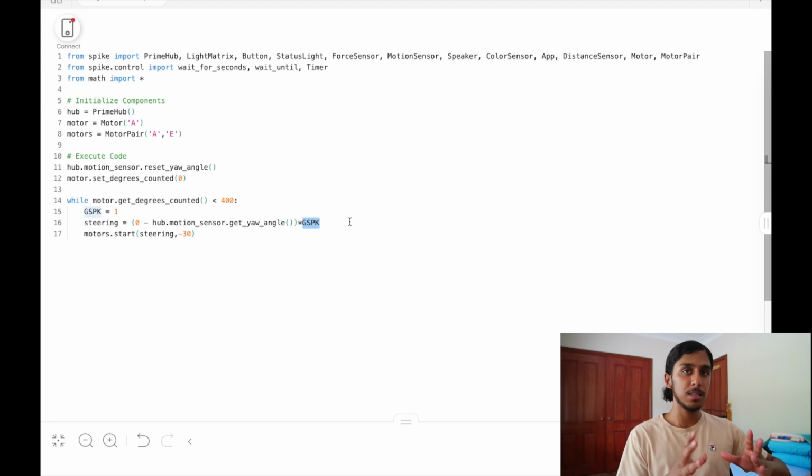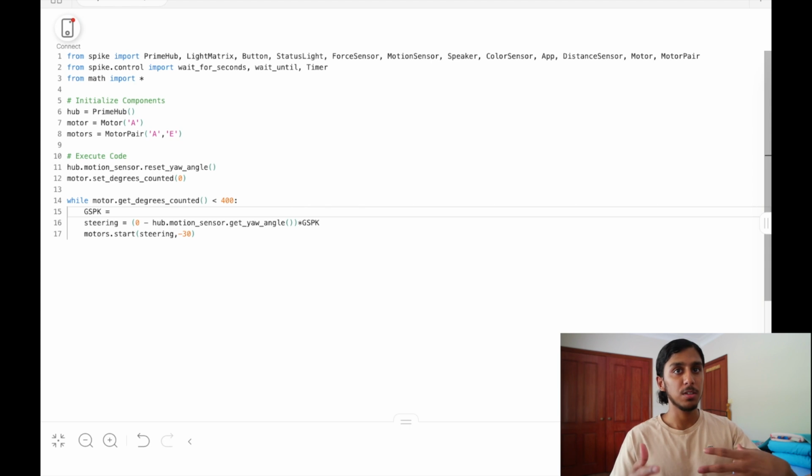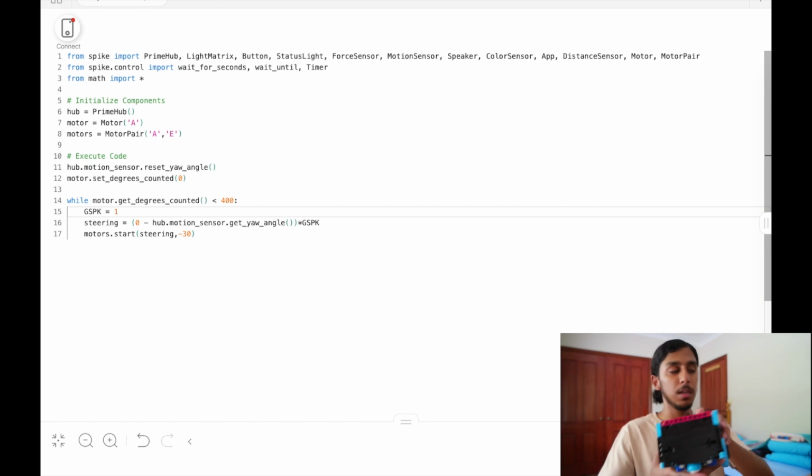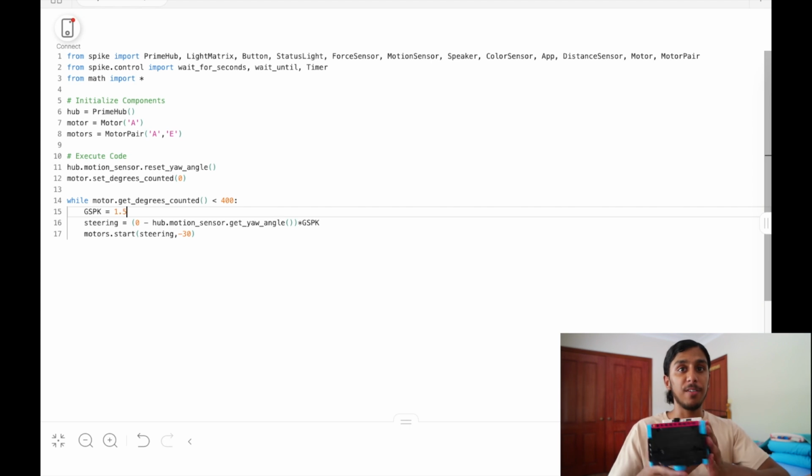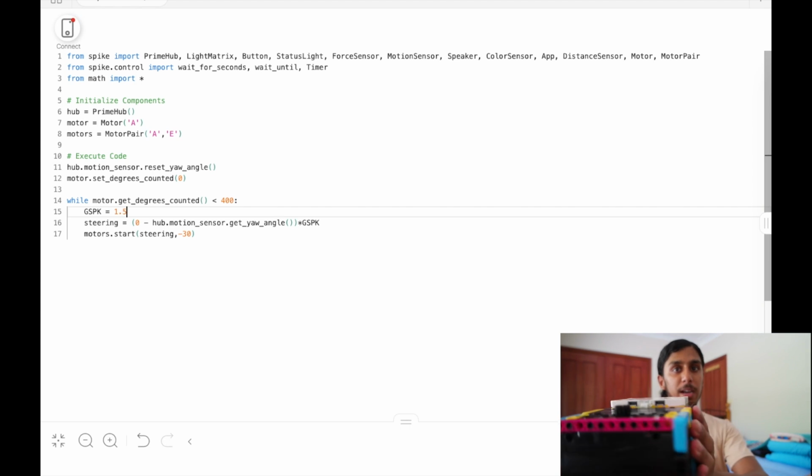A proportional constant is just a number, right? You can say the number is literally just 1. What this number does is it changes the rate of correction. So I'll do a few tests in this video. As you can see, with a GSPK of 1, it'll just go kind of like a slight curve. With a GSPK higher, let's say 1.5, the correction will be a bit faster. So it'll be a little bit more on track like that.